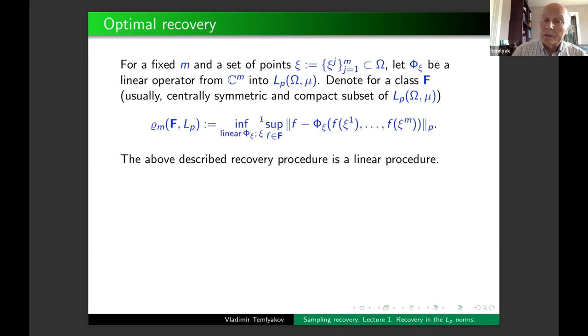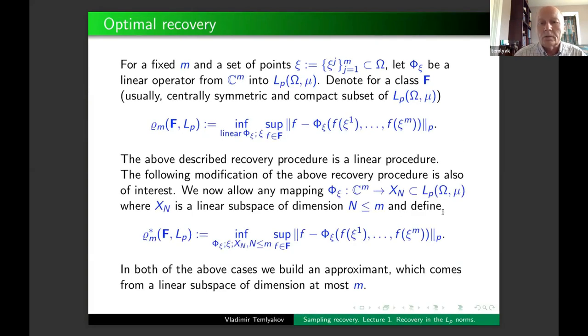But now we want to make this optimal. So we are minimizing over all linear mappings and over all sets of points, but with the restriction that there are just m points. So as a result, we have here the parameter m. That means that this is the power of the budget of our information, which we can use. And the function class. And L_P clearly stands that everything is formulated in L_P. So this is linear. In a sense, it's an analog of linear widths, but linear just in that sense. Linear there, linear here.